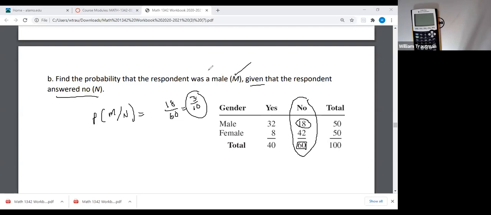Once again, find the probability that the respondent was a male given that they answered no. So that means we're only looking at the no's. How many males said no? 18 out of 60, which reduces to 3 over 10.